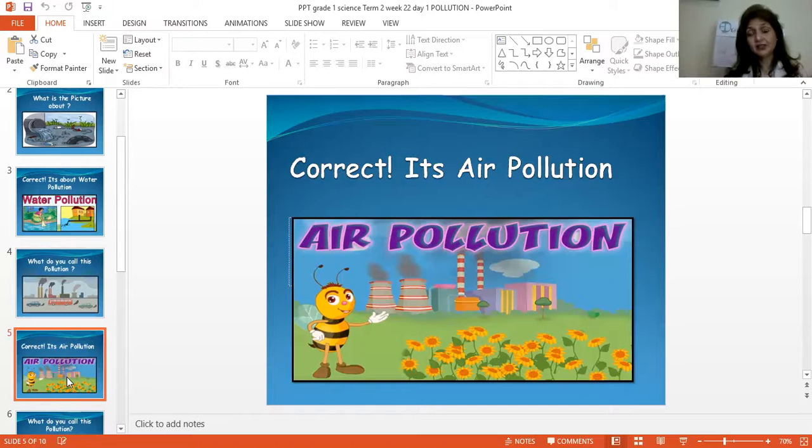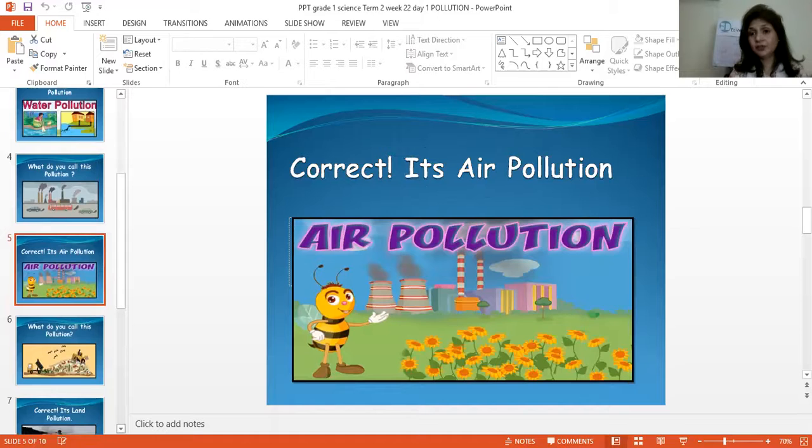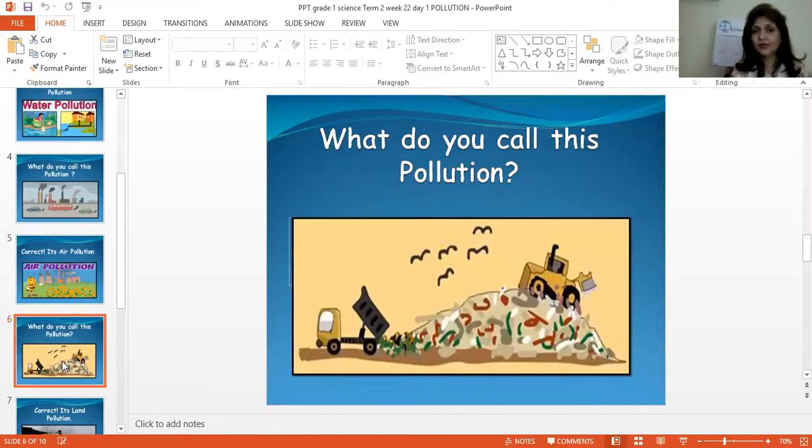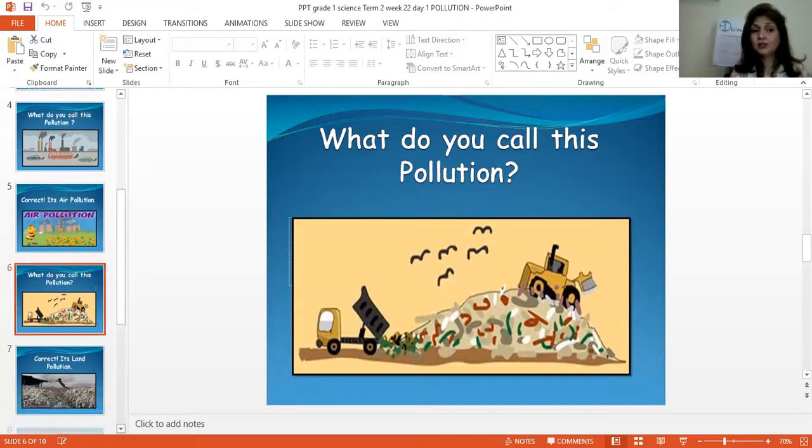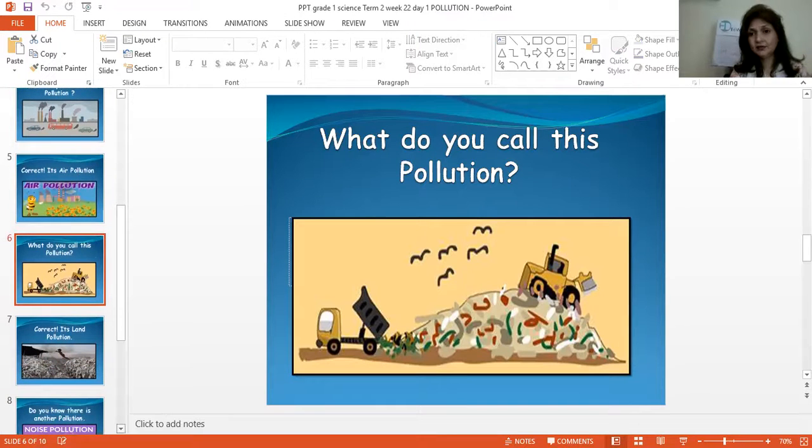Because when we breathe in this type of air, we might get some lung infection, or some other, God forbid, infection, because we are inhaling. That air is getting inside our body, and once the air is polluted, it is going to harm our body. It's going to make us sick. Now, what do you call this pollution? See, they are dumping all the garbage over here. So they have thrown all the trash on one side.